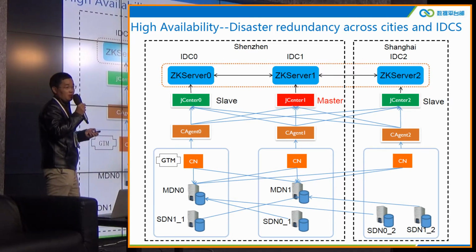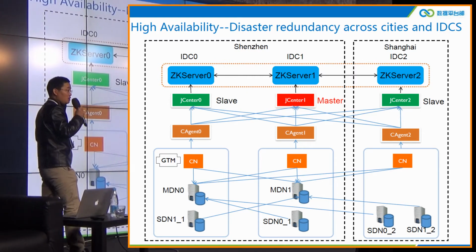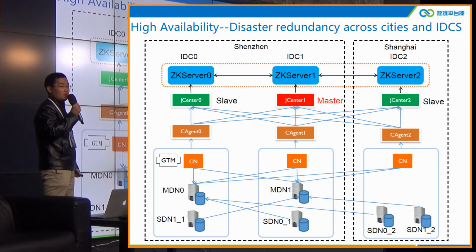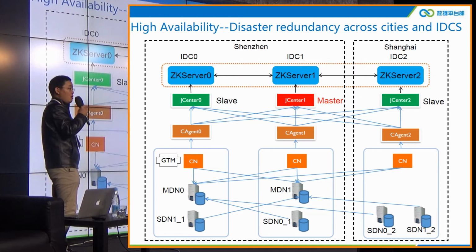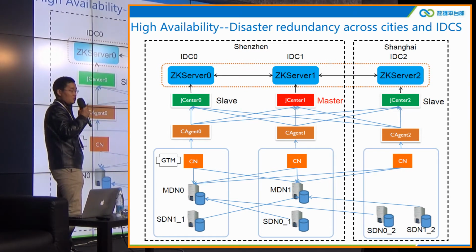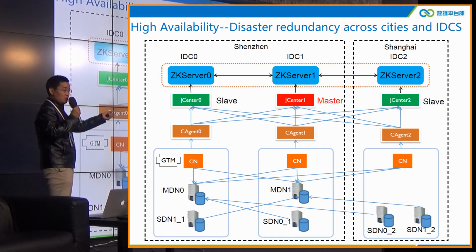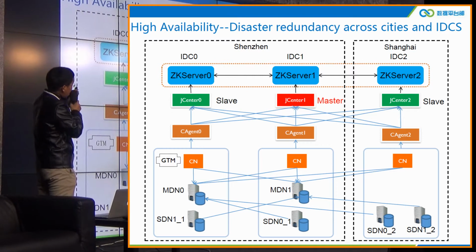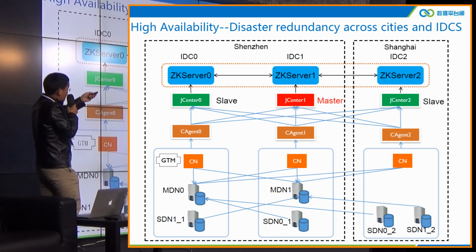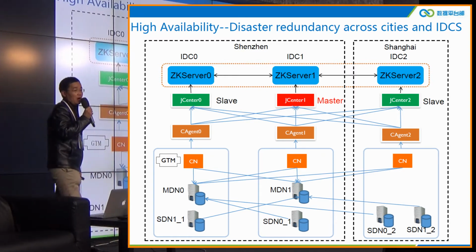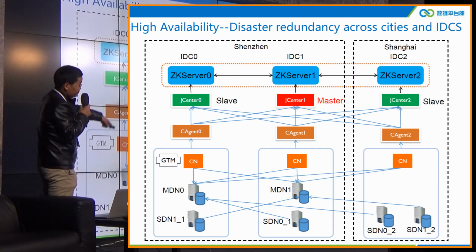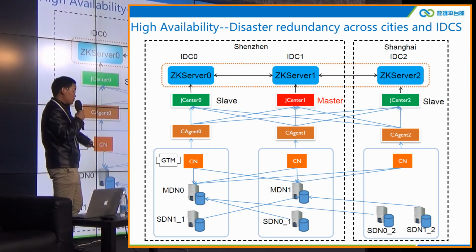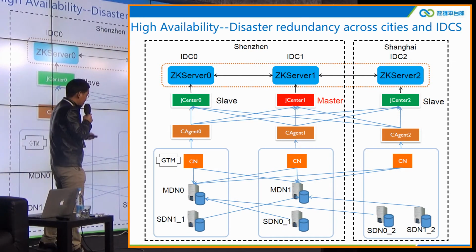For a payment system, it's about money, so we have to provide high availability. In China, we have to provide disaster redundancy across cities and IDCs. It means we have to provide high availability between at least 2 cities and 3 IDCs inside these 2 cities. So we can see here we have 3 IDCs: Shenzhen 2 IDCs, IDC 01 and IDC 02, and Shanghai IDC 2. Our service is deployed in Shenzhen. So this is a master data node. Every master data node has 2 slaves, one synchronized, one asynchronized.